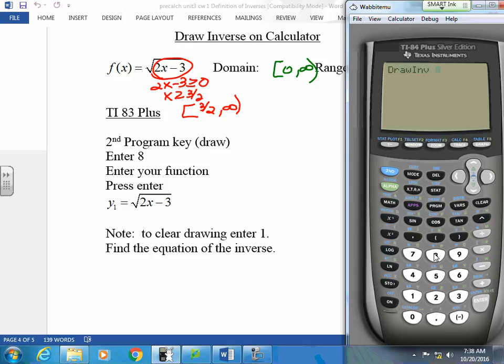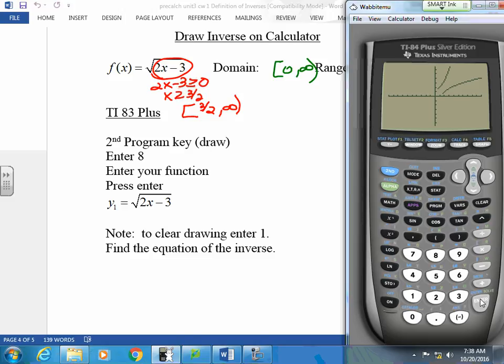So to get to y1, hit the vars button, scroll over to the y vars, and just hit enter, enter. And there's your y1. Enter your function and press enter now. See your inverse? It just drew your inverse.